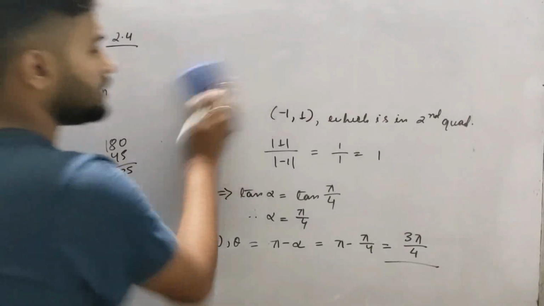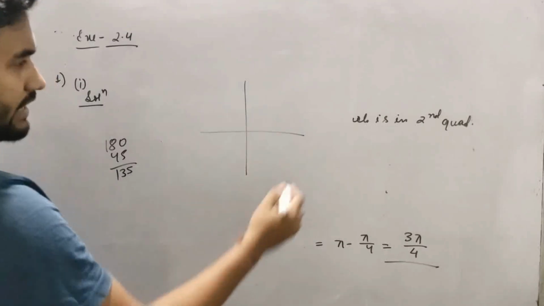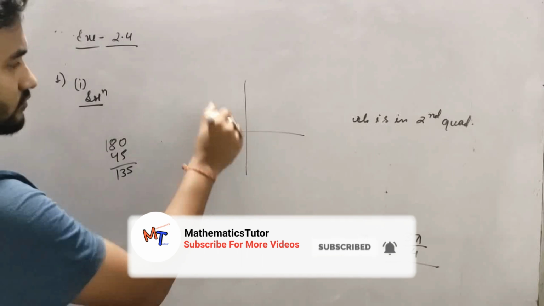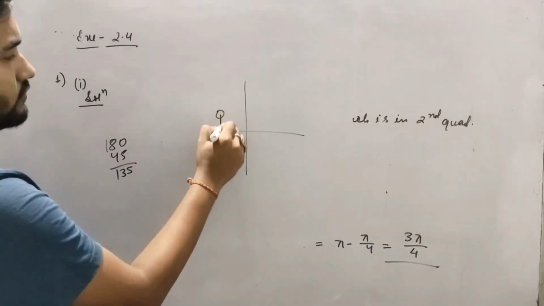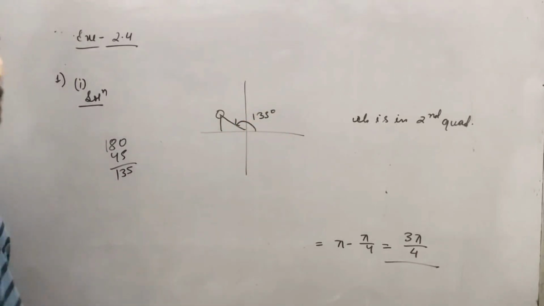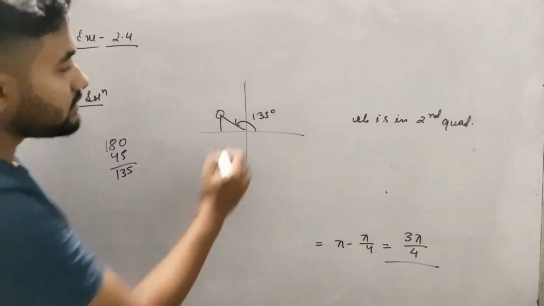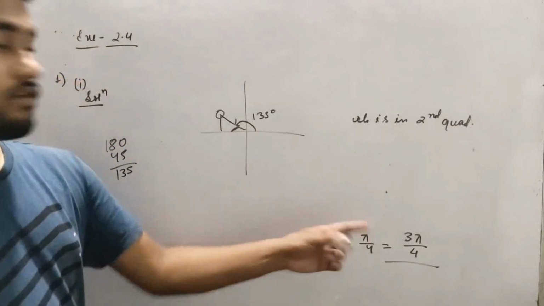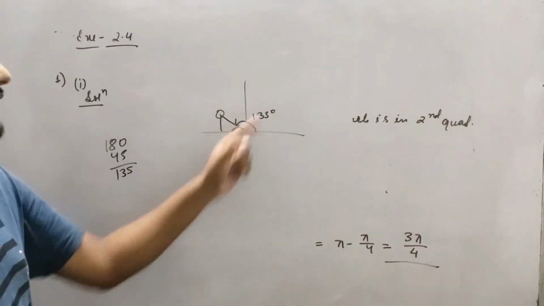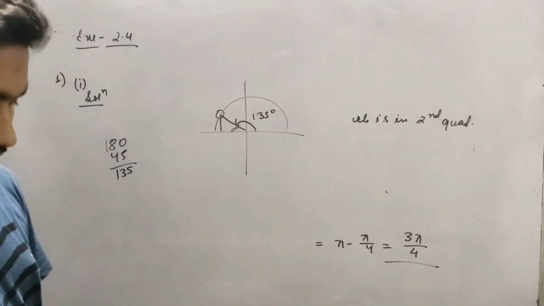So if I draw the graph, minus 1 comma 1, somewhere here. This is 135 degree, the amplitude of this complex number minus 1 plus i. Understood? This angle alpha is 45 degree, pi by 4. So this is alpha, this is your theta. How will you get theta? Pi minus alpha, that is your theta in the second quadrant.